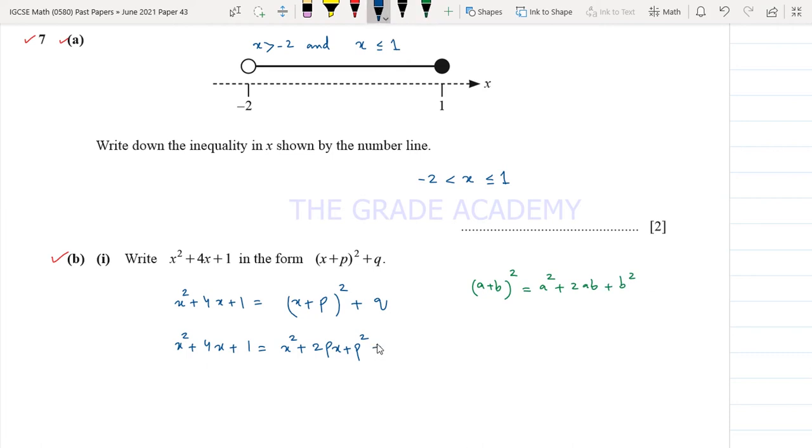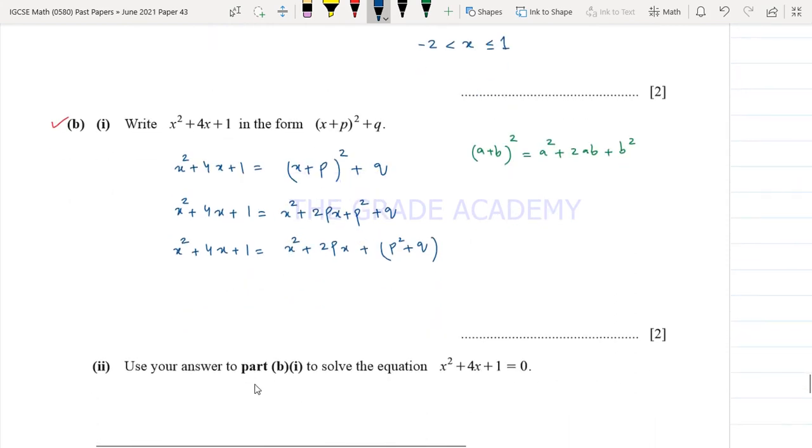So plus q as it is. So x squared plus 4x plus 1 is equal to x squared plus 2px plus p squared plus q. Okay, so here we get two expressions that are equal. So now for these two expressions to be equal, the coefficients of like terms will also be equal.